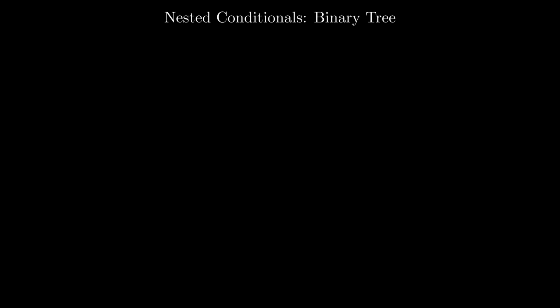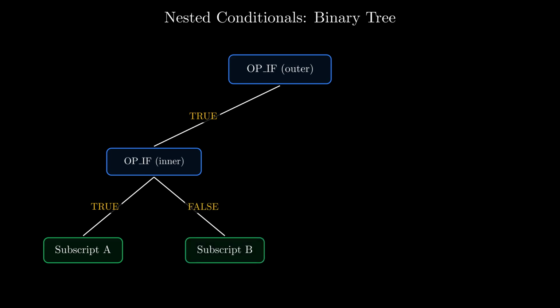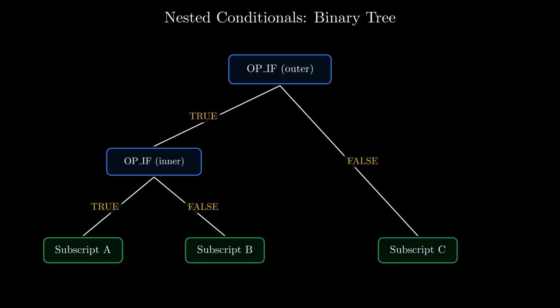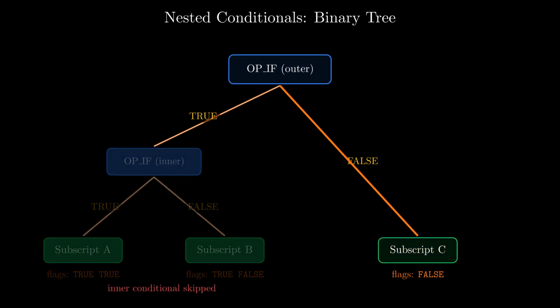Conditionals nest. Picture a binary tree. The root is an outer OP_IF. Its true branch contains an inner OP_IF, which itself splits into subscript A and subscript B. The outer false branch holds subscript C. To reach subscript A, the spender supplies true, true. Outer if takes true. Inner if takes true. To reach subscript B, supply true, false. Outer if enters its true branch. Inner if takes false. To reach subscript C, supply just false.